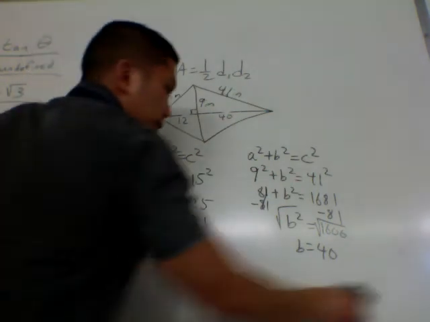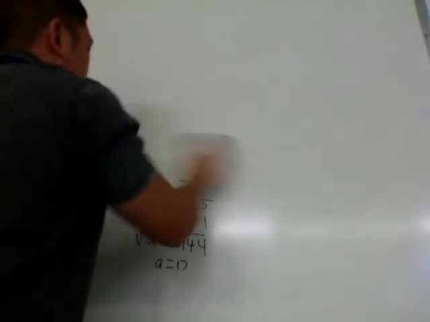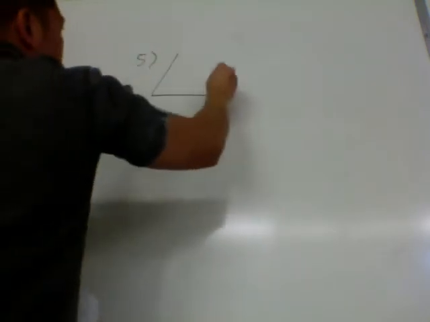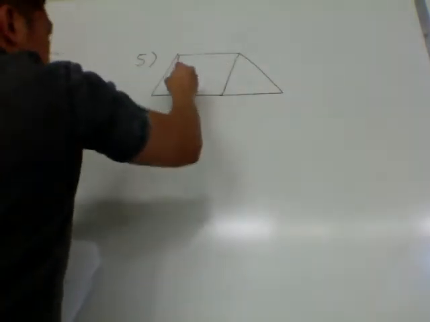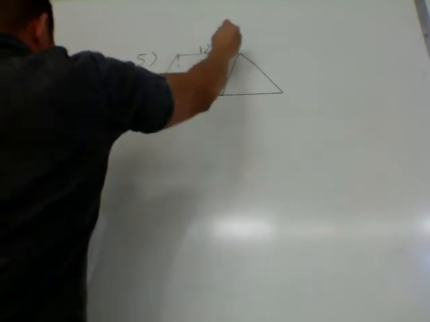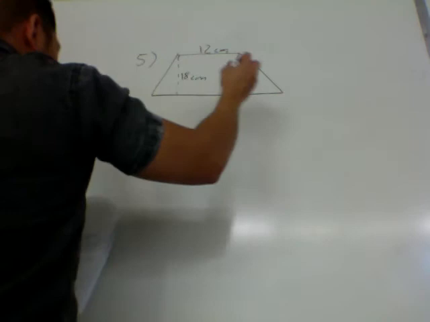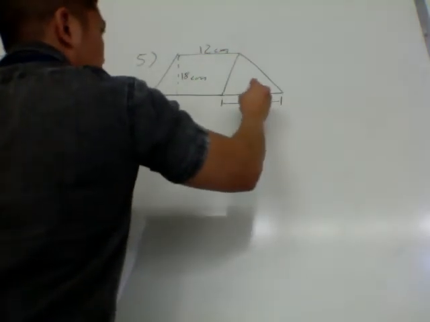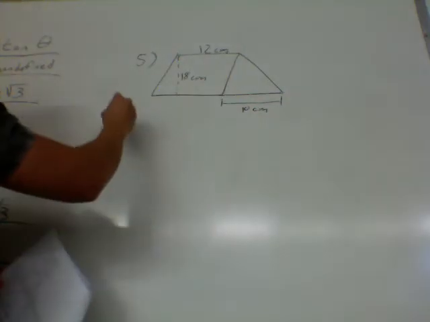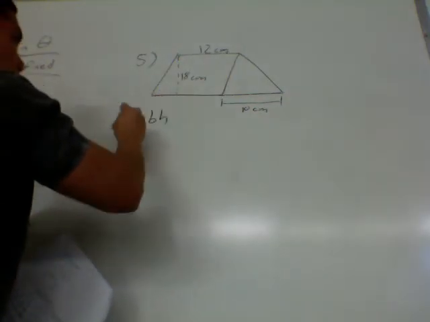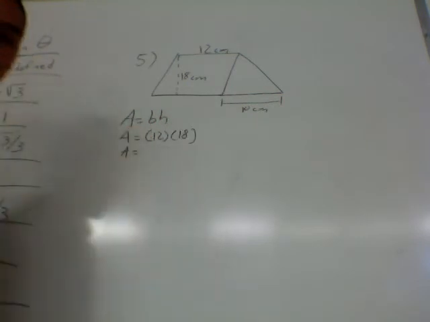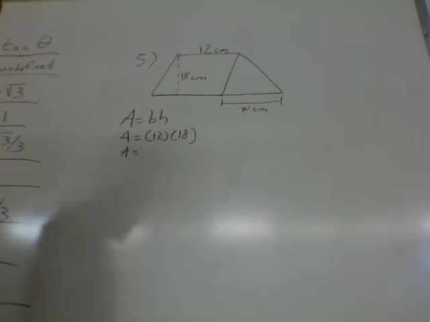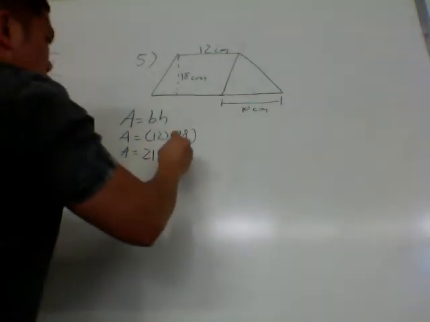Now, number 5 and number 6 are the same problem again. So number 5, if I have a parallelogram and a triangle, I basically am finding the area of both combined. So the area of the parallelogram is base times height. My base is 12 and my height is 18. So my area is just 12 times 18, which gives me 216 centimeters squared.